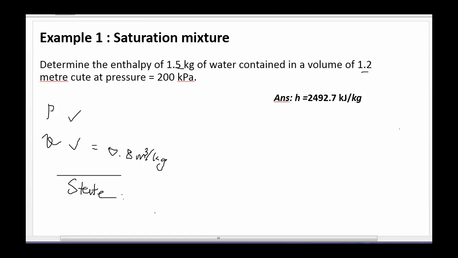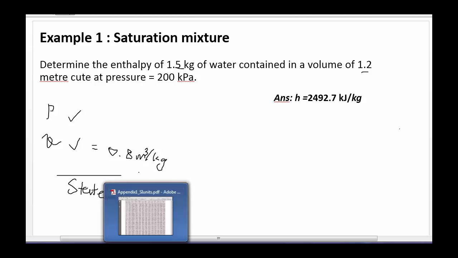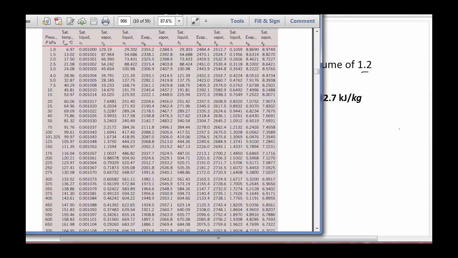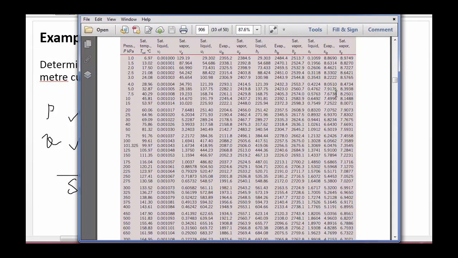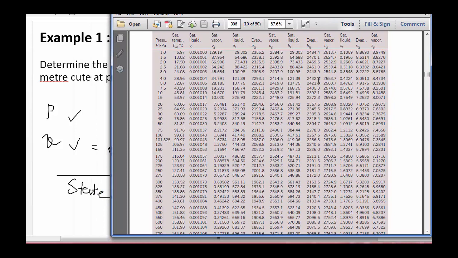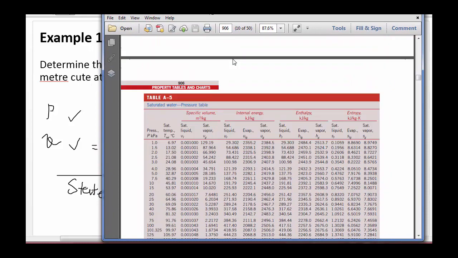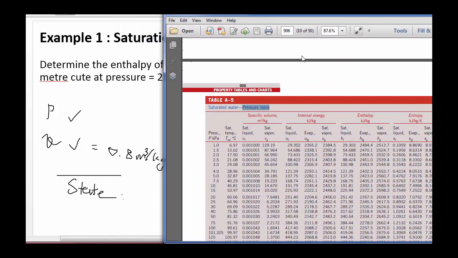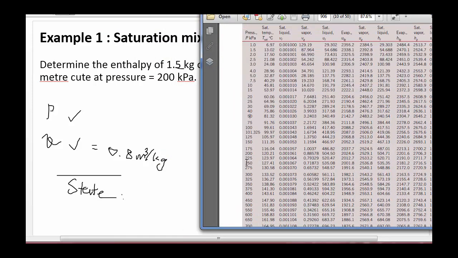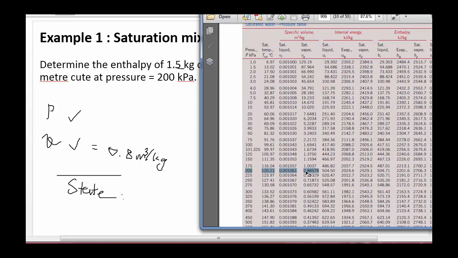But is it compressed liquid or saturated mixture or superheated vapor? Don't worry, let us go to the table. So at this moment you will open your table. Don't worry, I will provide the link in the description below. So you go to table A5 first. Because pressure is given, you go to the pressure table and go to 200 kilopascals, as the question says. And then in this line, you need to compare your digit. The specific volume you found is 0.8. Apparently, it's in between the vf and the vg, meaning this is not a compressed liquid, which would be less than vf, and is not a superheated vapor, which would be more than vg, but it's in between, meaning it is a saturated mixture.